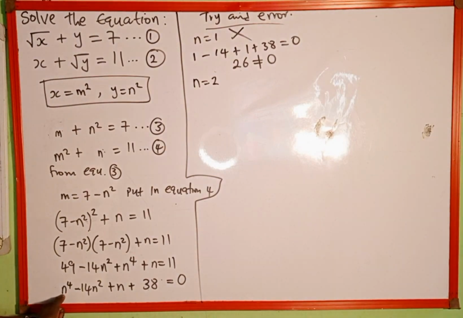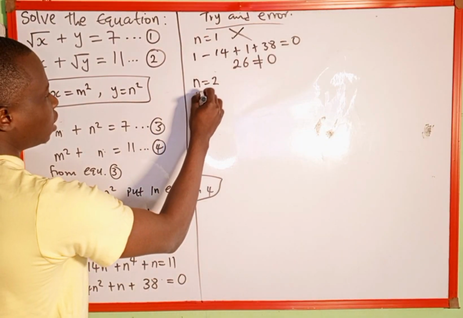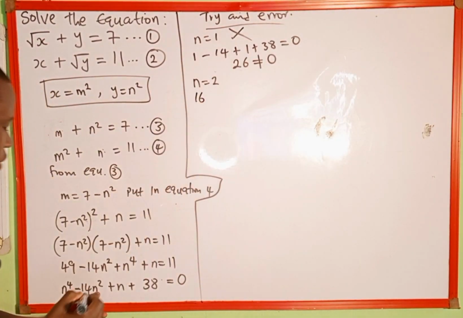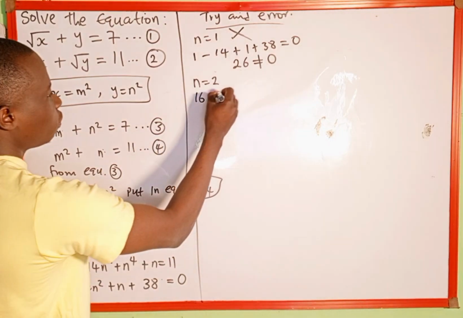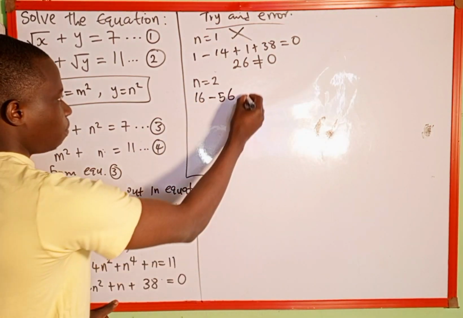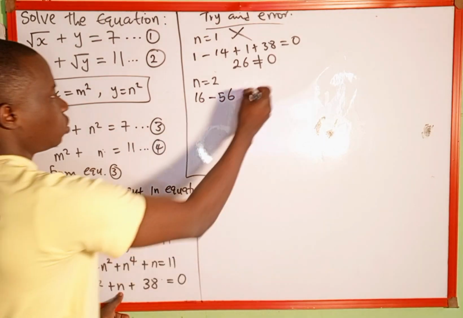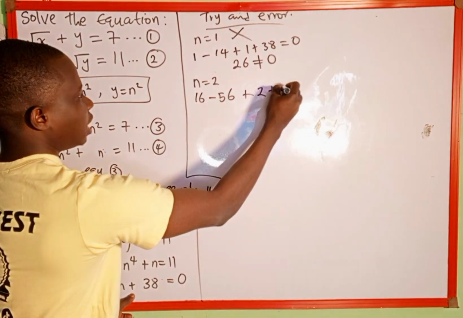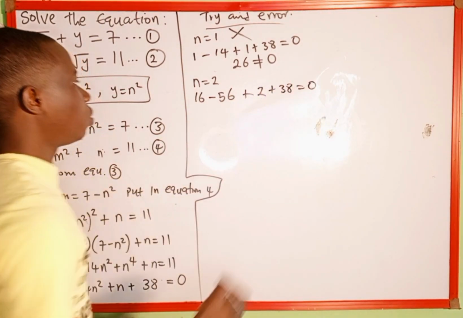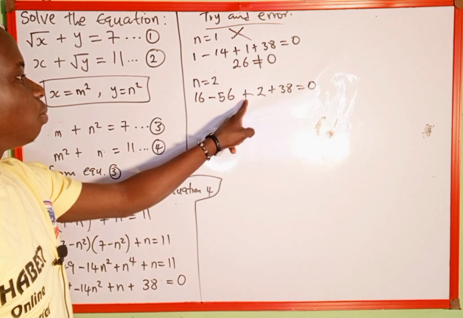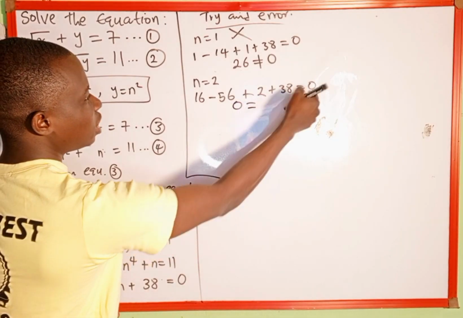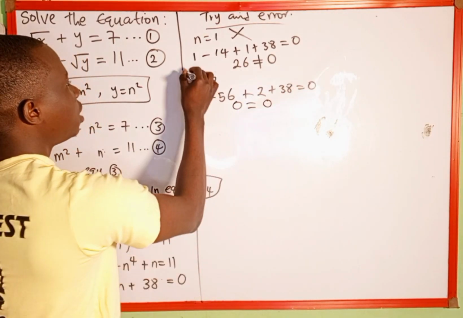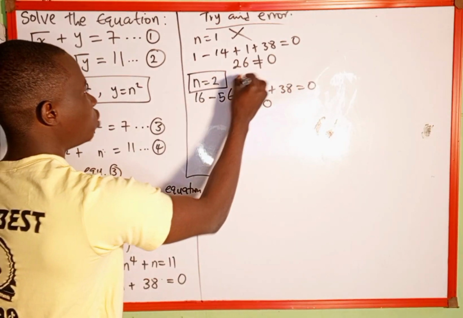When we plug in 2 here, 2 to the power 4 is going to give us 16. Then when we plug in 2 here, 2 raised to the power of 2 is going to give us 4. Then 4 multiplied by negative 14 is going to give us negative 56. Then plus 2, then plus 38 is equal to 0. Then 16 minus 56 plus 2 plus 38 is the same as 0, and 0 is the same as the right hand side, which is 0. That means n is equal to 2 is one of the solutions.